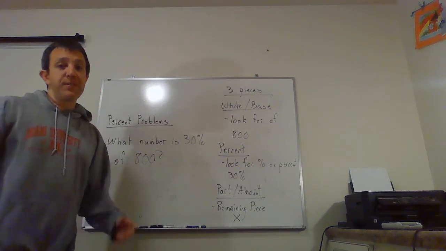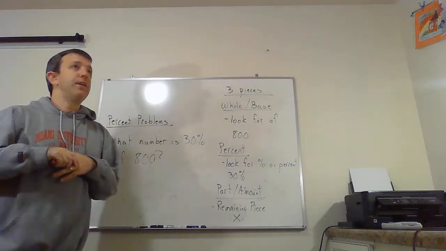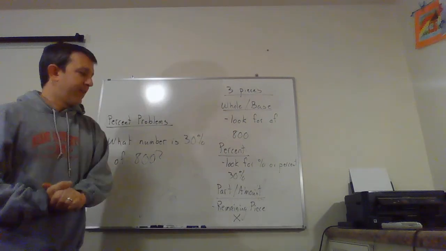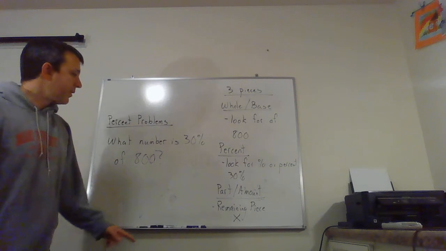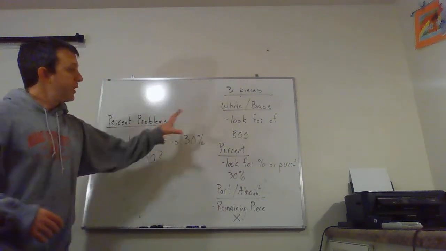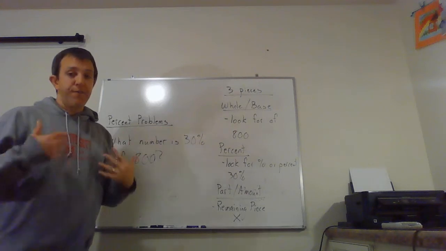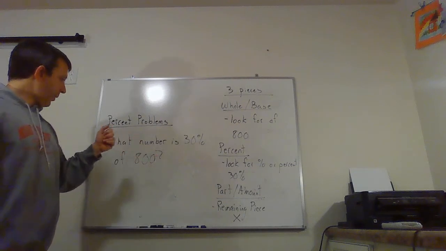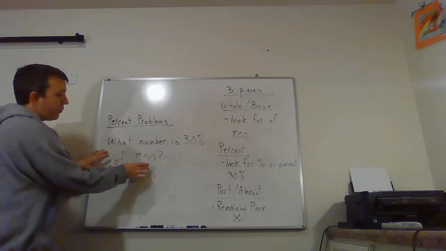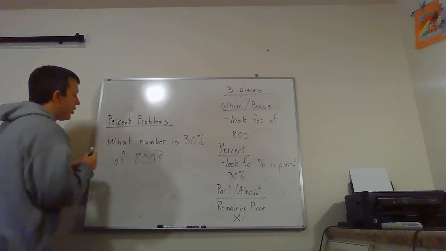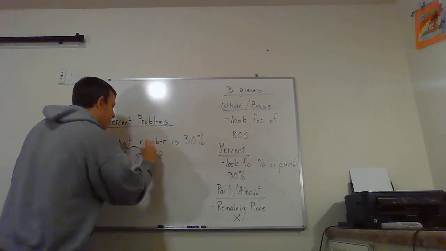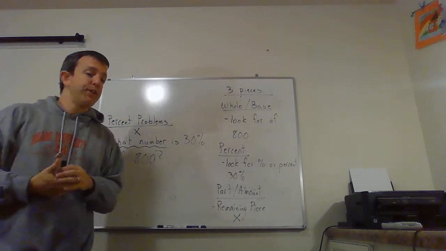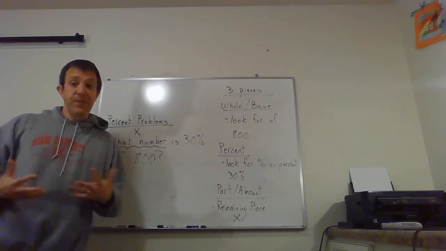And then the last piece is what's called the part or the amount. If you took a test, this would be how many points you got out of the total points on the test. So the part or amount is whatever the remaining piece is. We identify the whole and the percent first, and whatever is left is going to be the part. In this case, the only thing that's left is the question itself, the what number. And that is what I turned into an X here. You can use whatever letter you want, but the part here is the piece that we don't know.